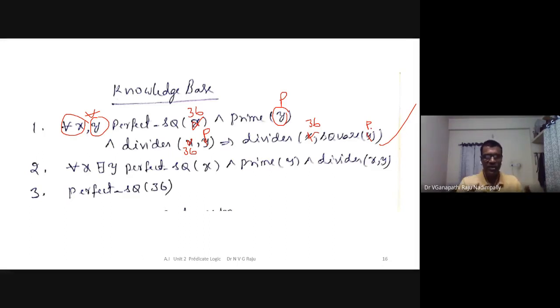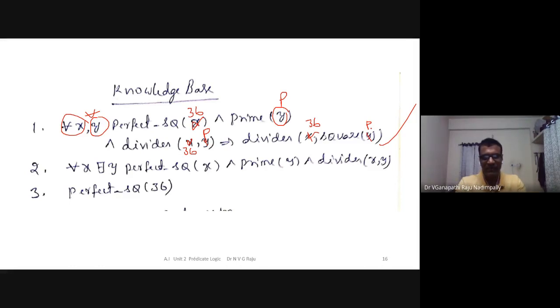Applying the same knowledge on equation 1, now I am going to remove universal of x and universal of y. I know that universal of x can be replaced with a constant 36 and universal of y can be replaced with any variable. Here I don't know what p is, so I am replacing with p. Once it is completed, please observe carefully and match statement 1 and statement 5.